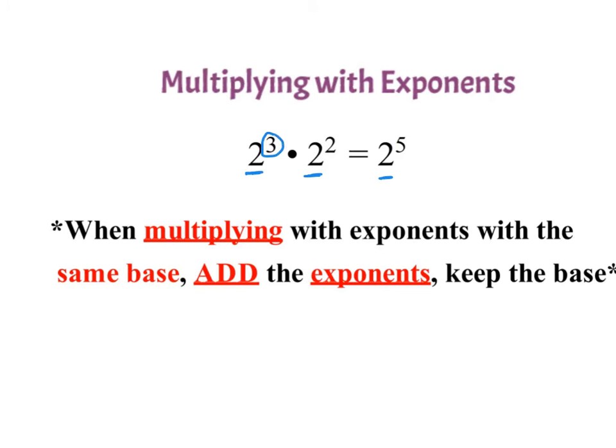So we saw that when I had 2 to the third power times 2 to the second, it gave me 2 to the fifth. So really this becomes 2, I add my exponents, 3 plus 2, and that gave me 2 to the fifth power. Pause this and write this key point down in your notes.